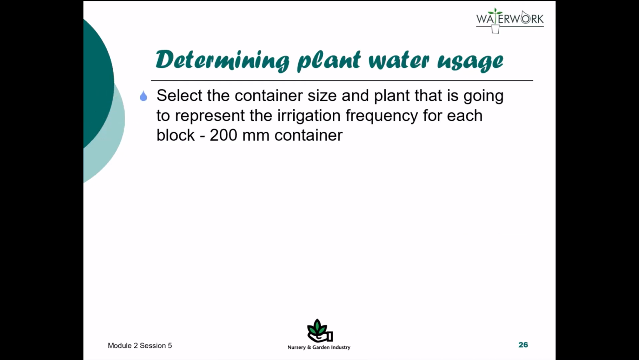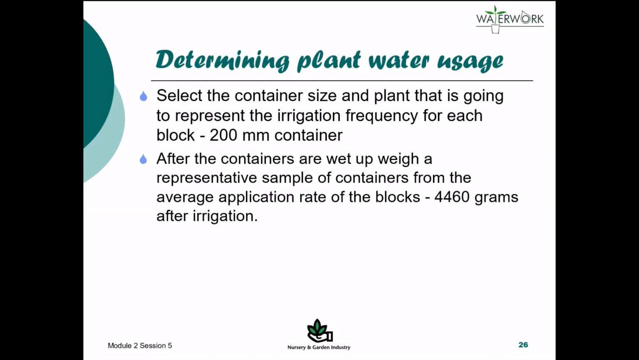To measure water usage, select the container size and plant that is going to represent the irrigation frequency for each block. In this example, a 200 mm container. After the containers are at their maximum water holding capacity, or container capacity, weigh a representative sample of containers receiving the average application rate within the growing area. The average weight of the fully wet 200 mm containers in this example is 4,460 grams.